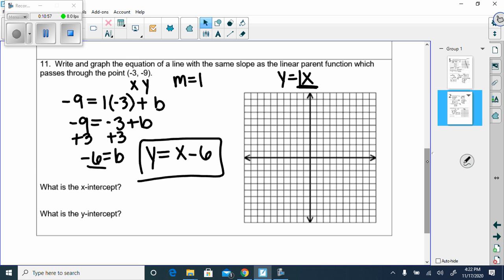Alright, so now that we have found the equation, we now have to graph it. So it starts at -6, and it has a slope of +1. So we're going up 1 over 1 in the positive direction.